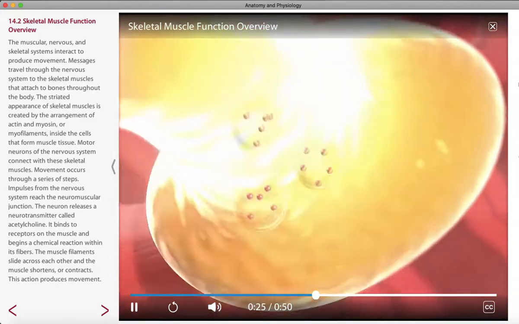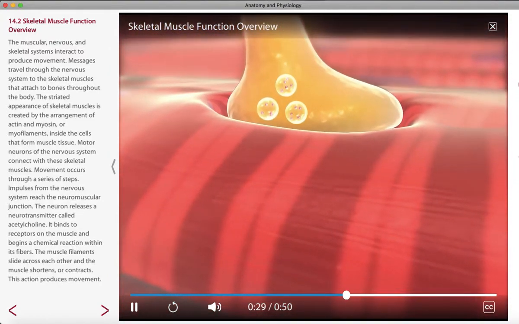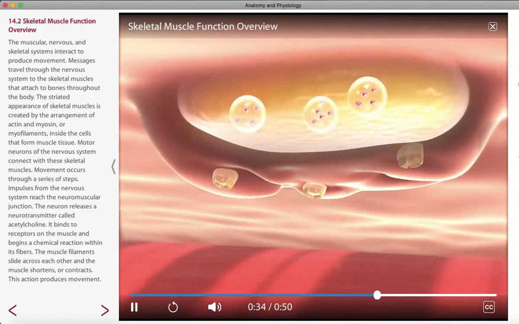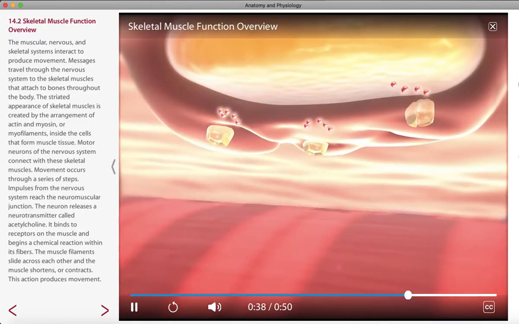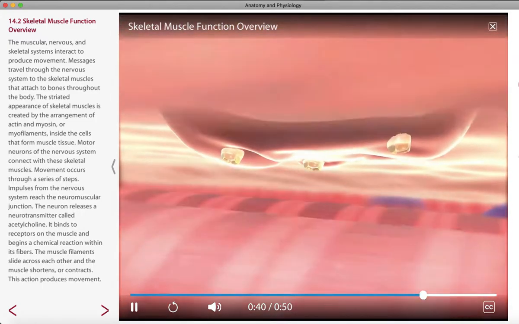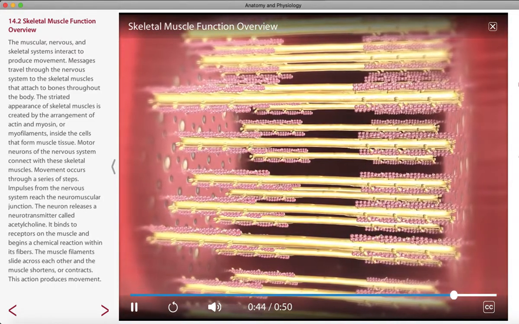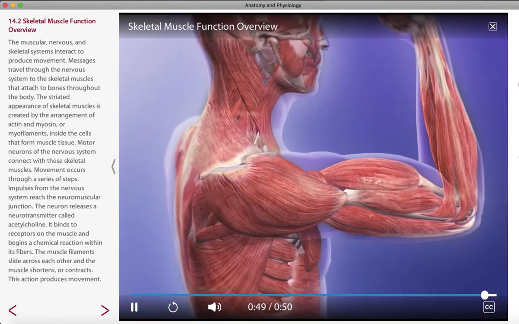Movement occurs through a series of steps. Impulses from the nervous system reach the neuromuscular junction. The neuron releases a neurotransmitter called acetylcholine. It binds to receptors on the muscle and begins a chemical reaction within its fibers. The muscle filaments slide across each other and the muscle shortens, or contracts. This action produces movement.